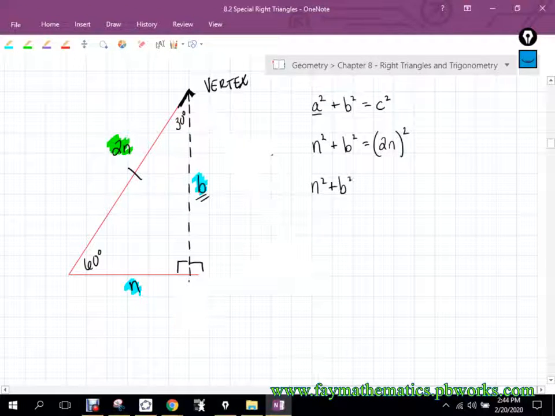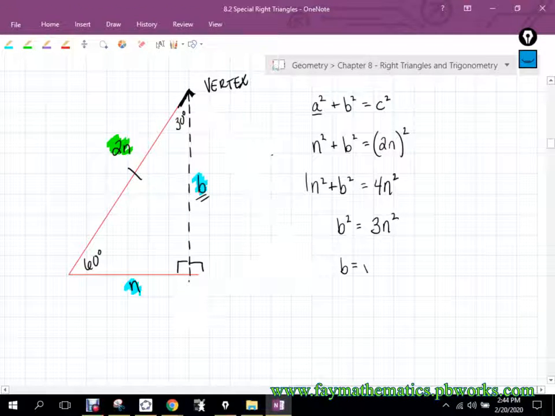Left-hand side, there's nothing we can really do there with combining like terms or anything like that, no order of operations. On the right-hand side, can I rewrite that as 4n squared? 2n times 2n. Now do you have n squareds on both sides? So let's subtract that one n squared from both sides, and I get 3n squared. Now I take the square root, right? So you get b, so it'd be root 3 times root n squared. Square root of n squared is just n.